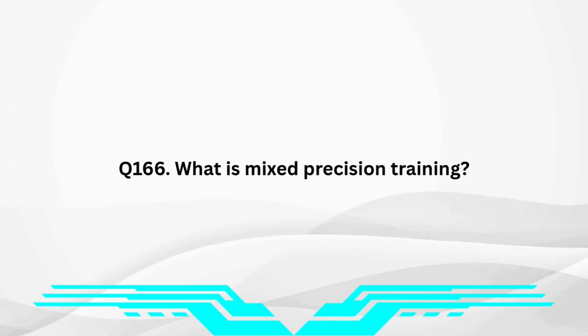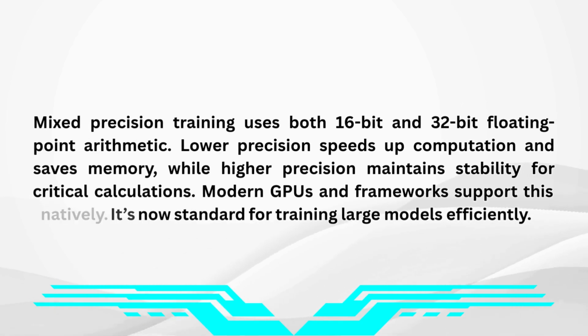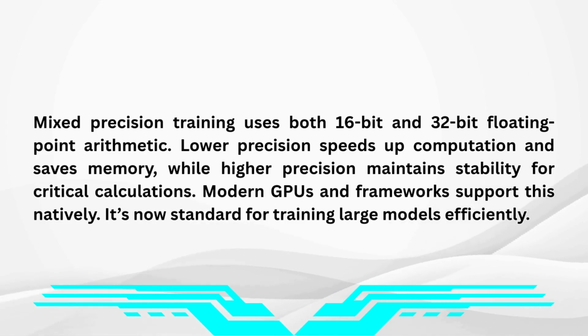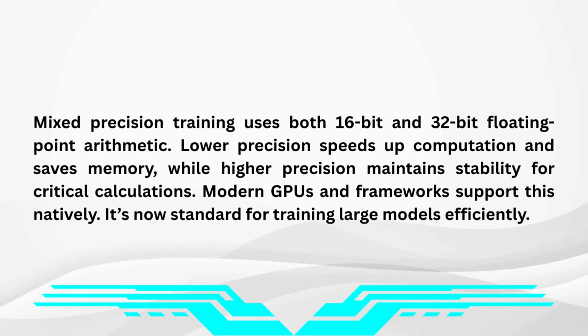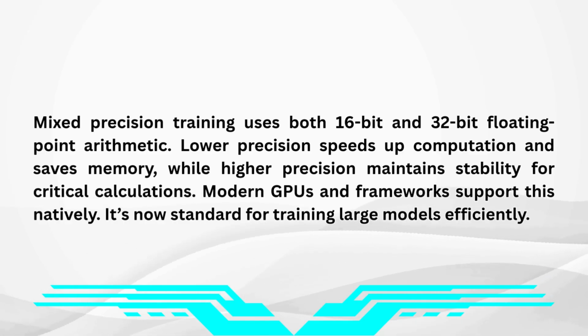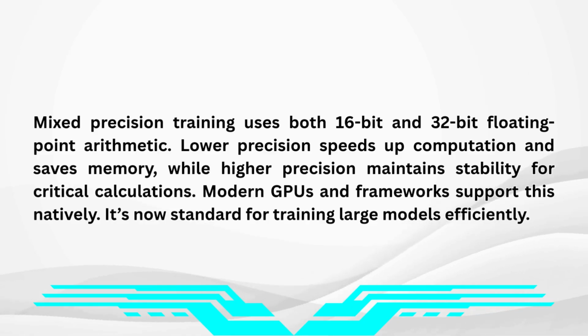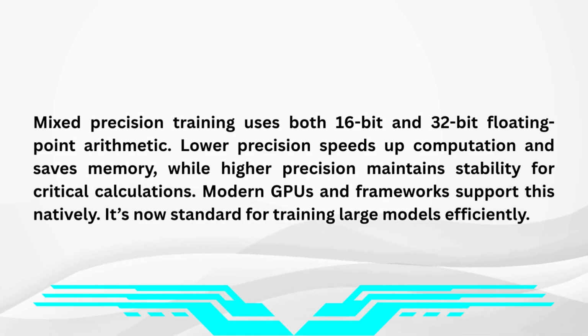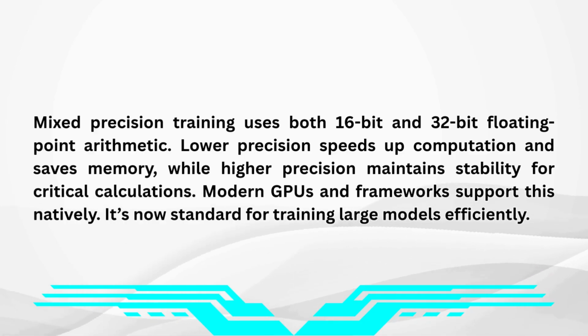What is mixed precision training? Mixed precision training uses both 16-bit and 32-bit floating-point arithmetic. Lower precision speeds up computation and saves memory, while higher precision maintains stability for critical calculations. Modern GPUs and frameworks support this natively. It's now standard for training large models efficiently.